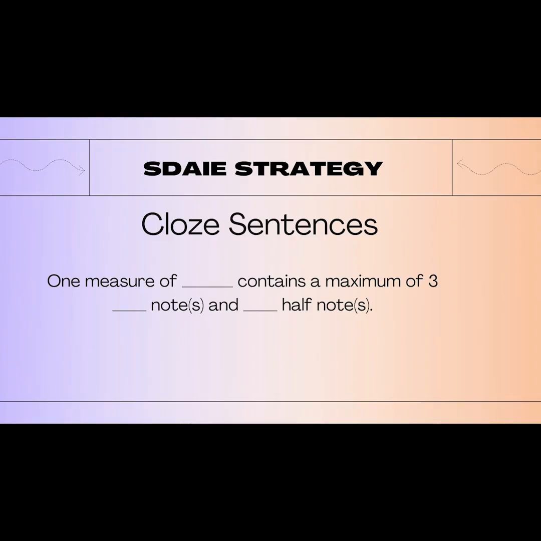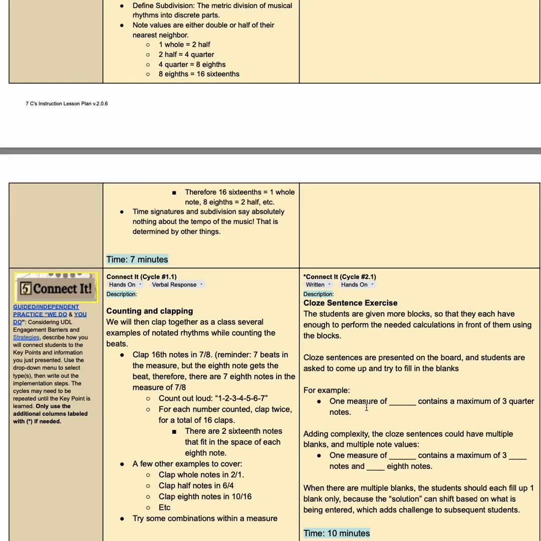So the SHELTER strategy that I'm going to use is closed sentences. So you see here, one measure of blank contains a maximum of 3 blank notes and blank half notes. So these blanks are the variables from which the students can put in different values. The values will be basically the academic language vocabulary that we learned, but they'll get to learn about the way these sentences are structured, and this is just one example of how I could structure this type of question. There are other ways I can and do it as well.